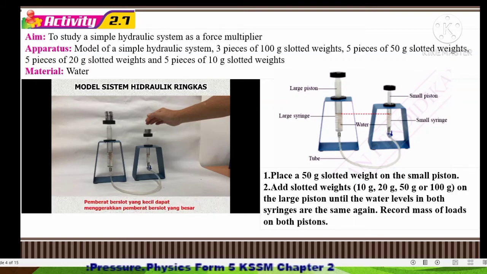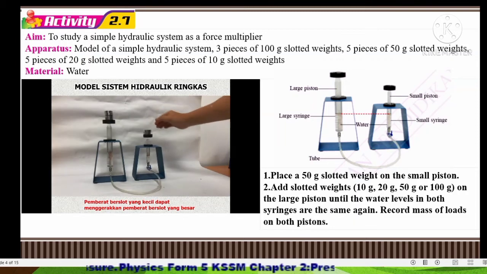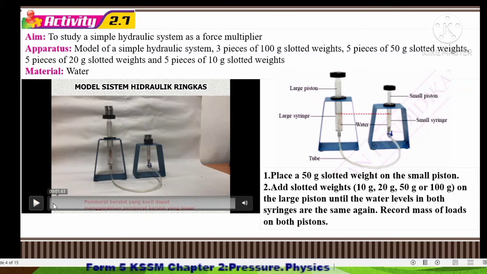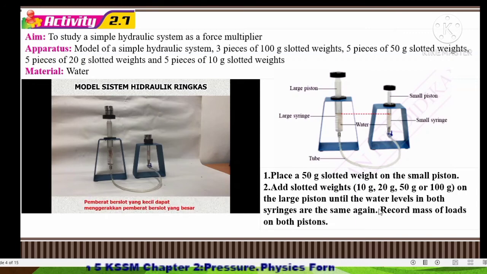Let's say we put a small amount of mass on the small piston, it will cause the larger piston to move. So a smaller input force on the smaller piston will be able to lift a larger mass on the second piston, meaning on the second piston the force produced is greater. So that explains the principle of force multiplier or hydraulic system.